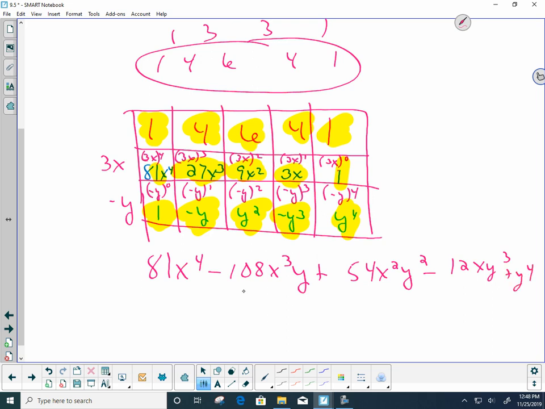Some things that I should look for. What did I start off with? 3x minus y. When the second term is negative, my sign should alternate. So I go positive, negative, positive, negative, positive. That should happen when the second term is raised to different powers. Then when I check any term's exponents, 4, 3 plus 1 is 4, 2 plus 2 is 4, 1 plus 3 is 4. That's a good way to check to make sure that your exponents are right, is that they should add up to this 4.